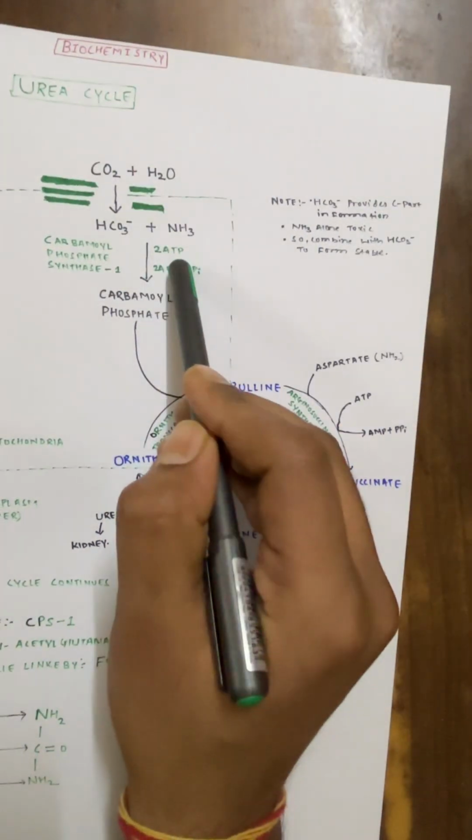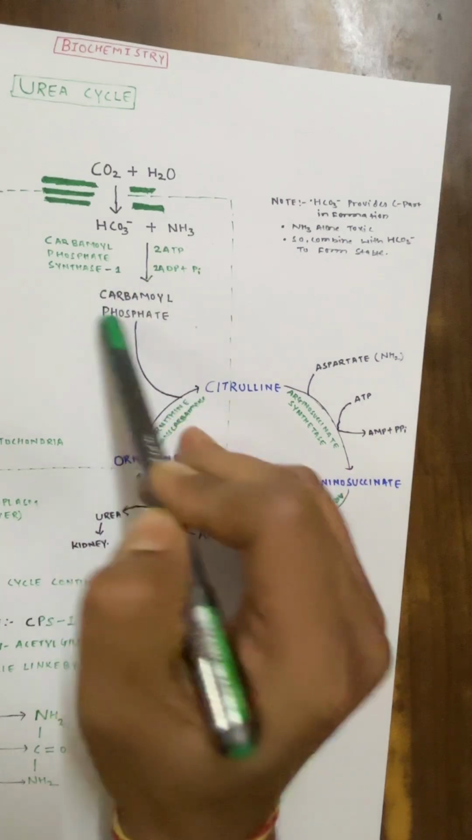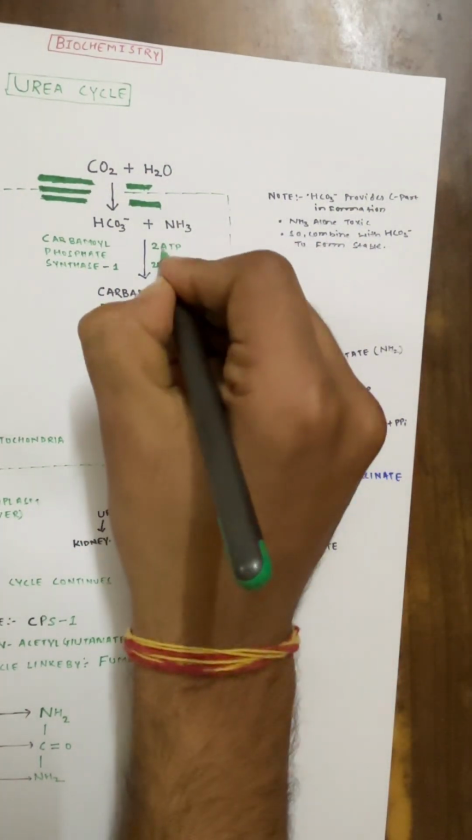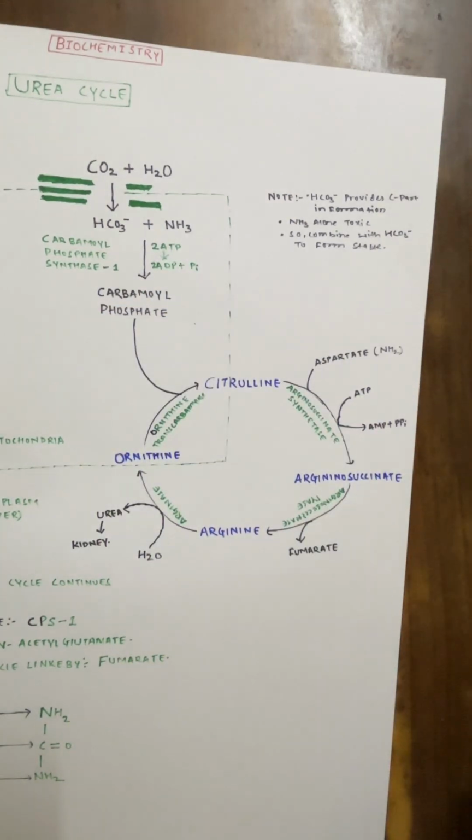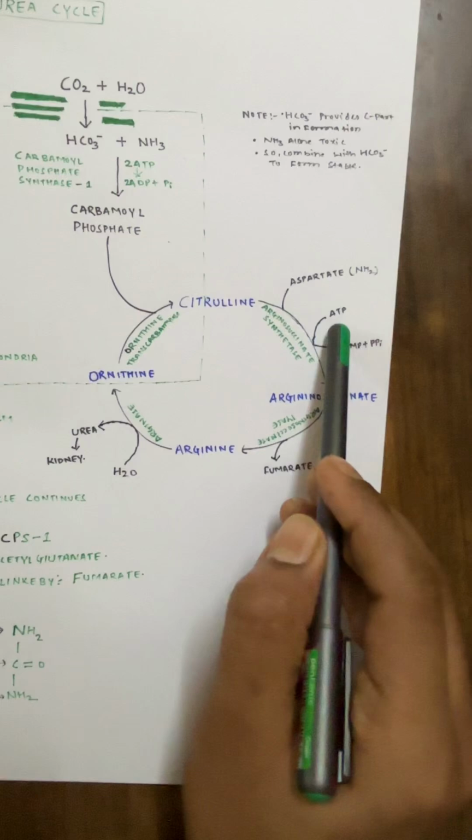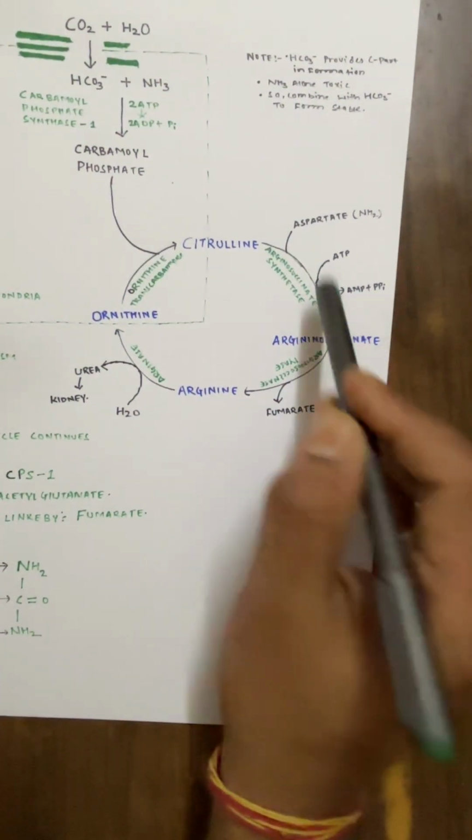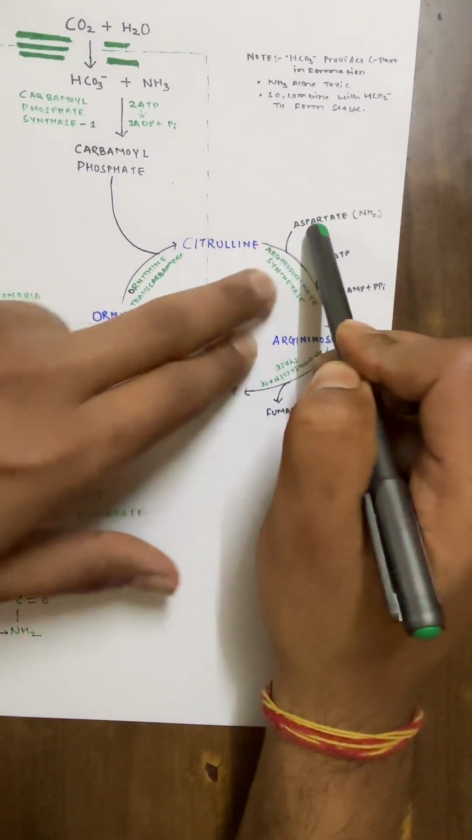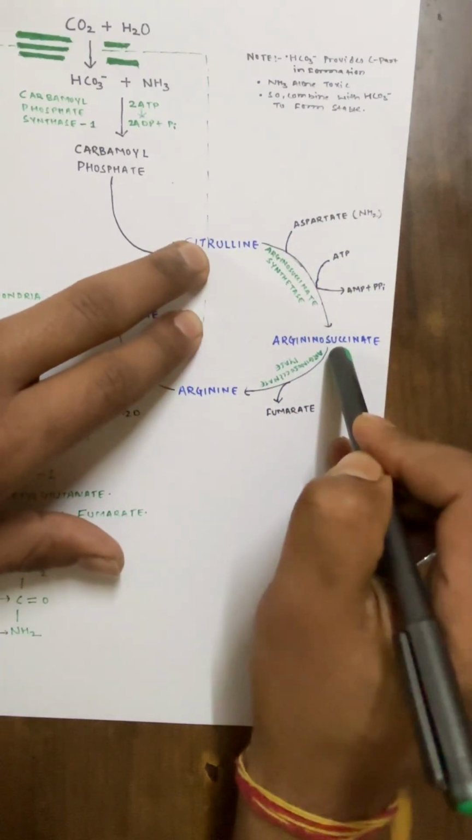And over here also, while making carbamoyl phosphate we use 1 ATP. So we use 1 ATP over here also. Sorry, 2 ATP over here. So total 3 ATP, 1 ATP over here and 2 ATP over here. Now over here we use aspartate. Aspartate is used to form arginosuccinate from citrulline.